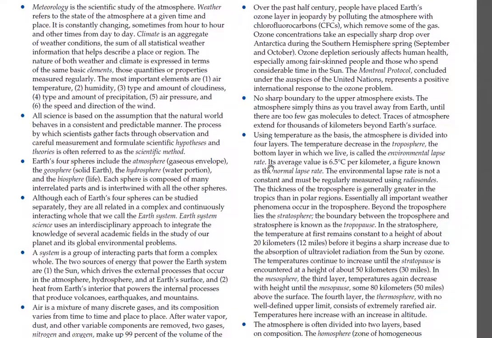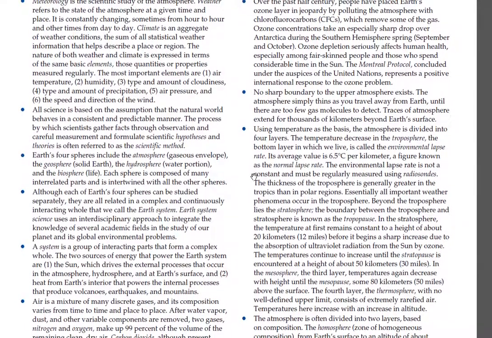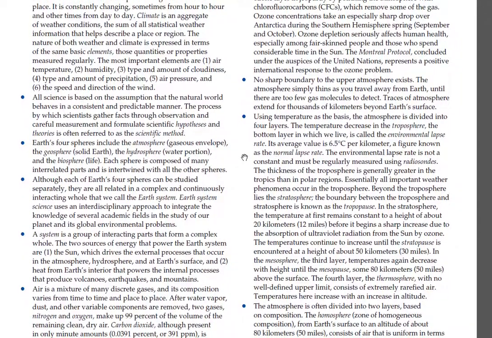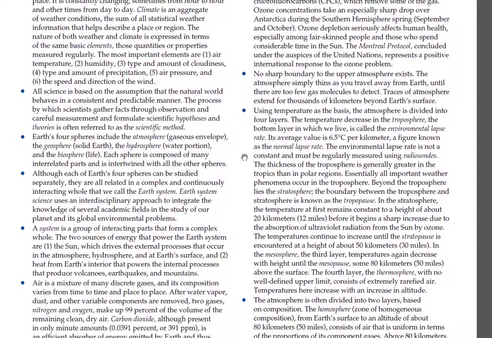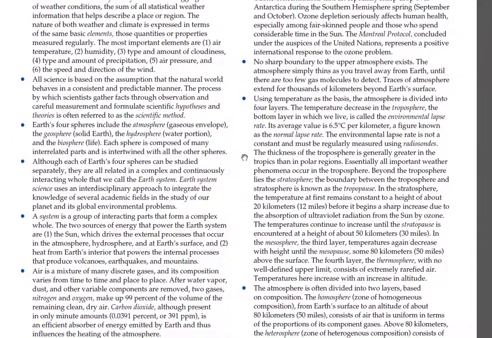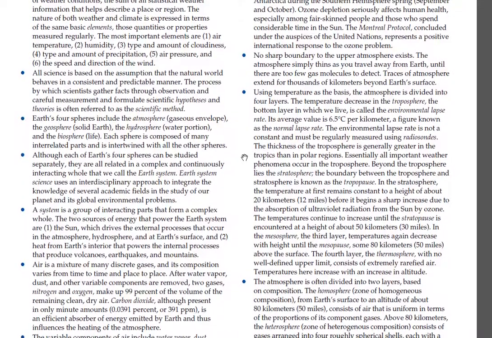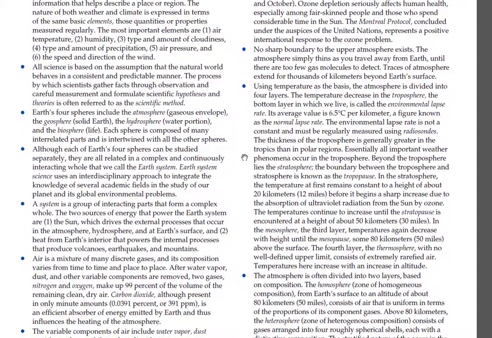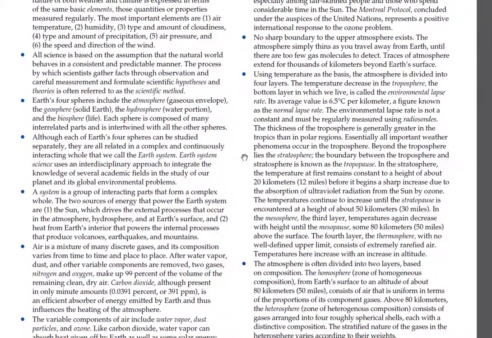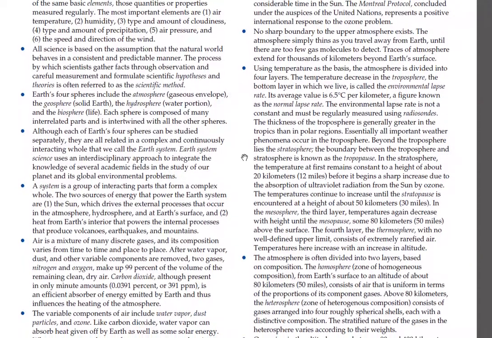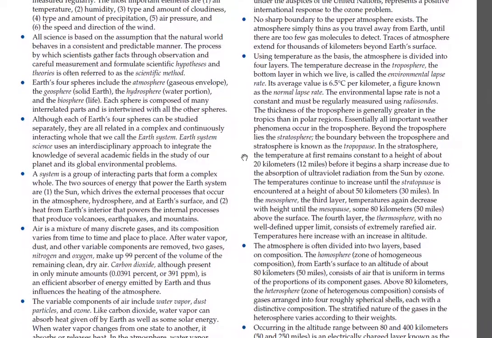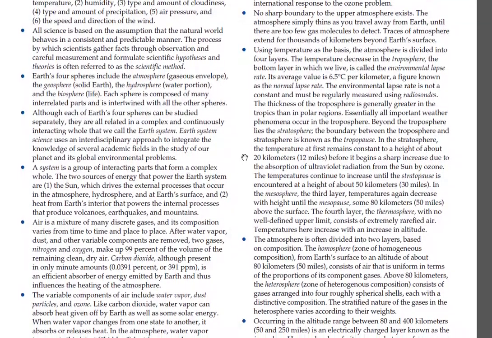Its average value is 6.5 degrees Celsius per kilometer, a figure known as the normal lapse rate. The environmental lapse rate is not a constant and must be regularly measured using radiosondes. The thickness of the troposphere is generally greater in the tropics than in polar regions. Essentially all important weather phenomena occur in the troposphere. Beyond the troposphere lies the stratosphere. The boundary between the troposphere and stratosphere is known as the tropopause.